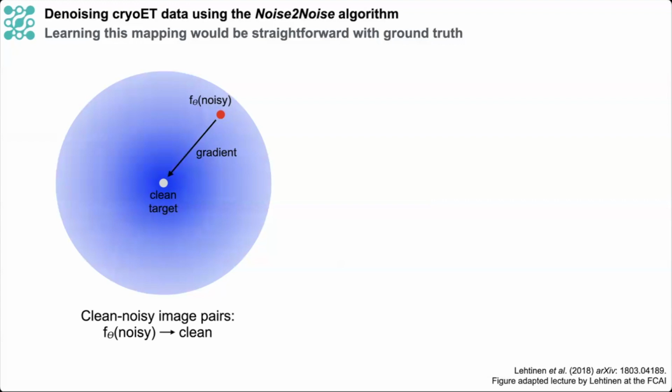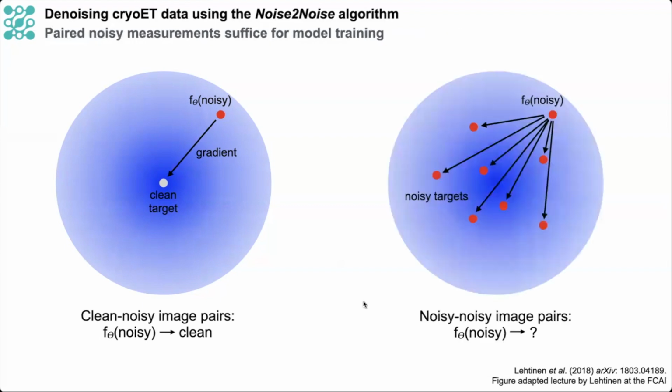But in the case of experimental CryoET data, we never have access to the clean measurements, and the cellular samples we're imaging and the aberrations and non-idealities introduced by the imaging process itself are sufficiently complex that it's really challenging to generate realistic simulated data. The key insight of the noise-to-noise algorithm is that it suffices to have access to pairs of noisy measurements in order to learn this mapping between noisy and clean.